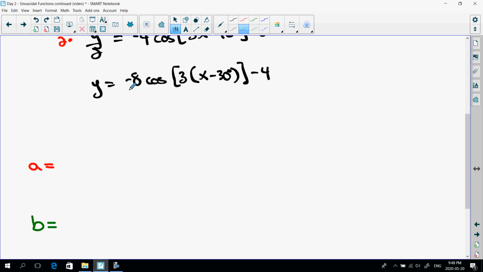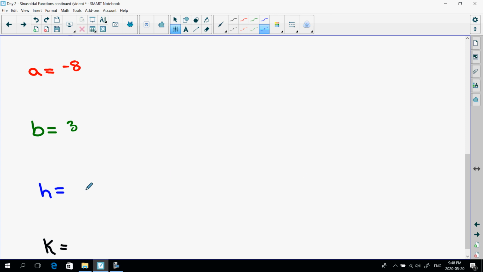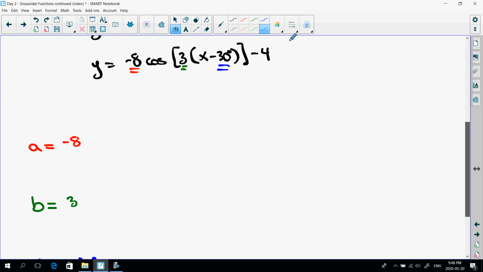I can see that my a value is -8. I can see that my b value is 3. I can see that my h value is -30 degrees, and I can see my k value is -4.